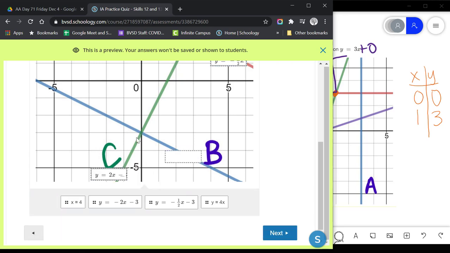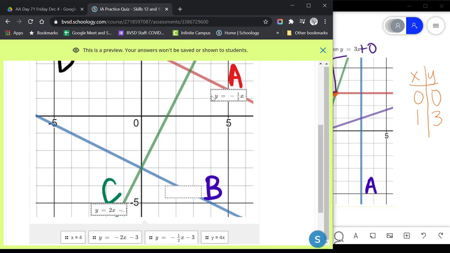Line B also has a y-intercept of negative 3, but it goes down 1 over 2. So this one has a slope of negative 1/2, the same slope as A. Notice those two lines are parallel.